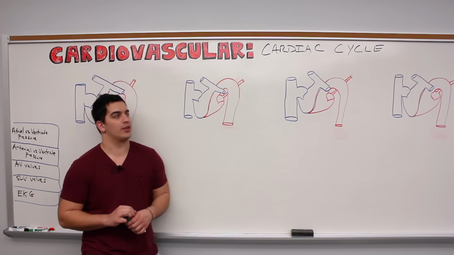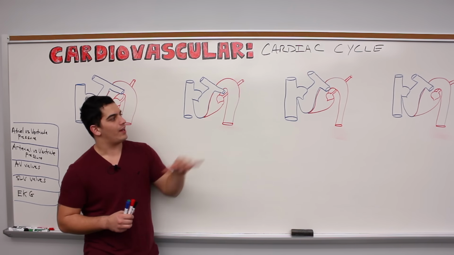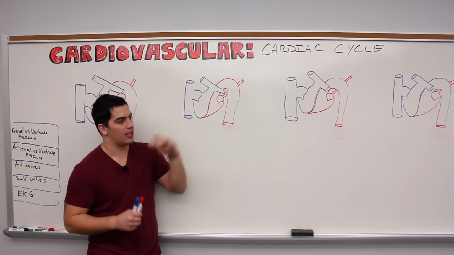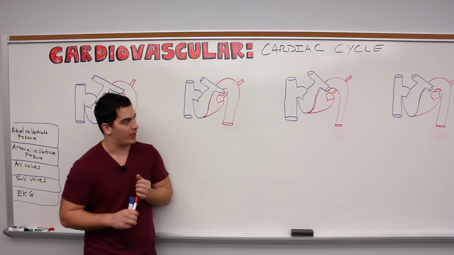All right, what we're going to do in this video is talk about the cardiac cycle. Now, what is the cardiac cycle? The cardiac cycle is all the mechanical events where the blood is flowing through the different chambers of the heart. And on average, it takes about 0.8 seconds.